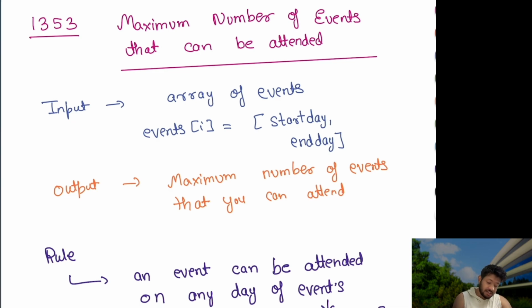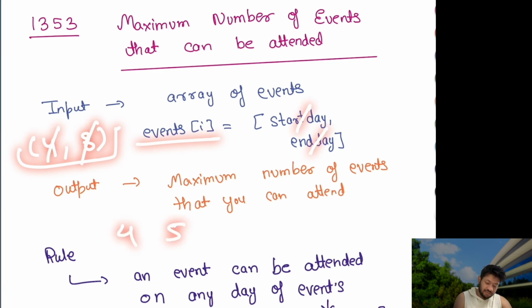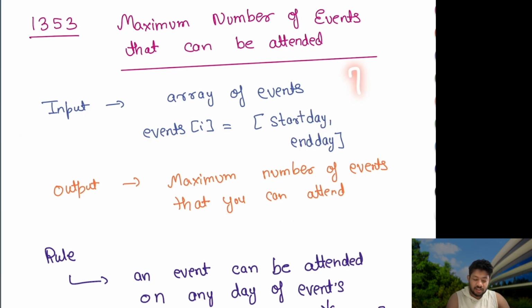Another input can be an event from day number 4 to day number 8. It means that 4, 8 means that 4 is the start day, 8 is the end day. The event is happening on day 4, 5, 6, 7, 8, from day 4 to day 8. That's what the input is representing.